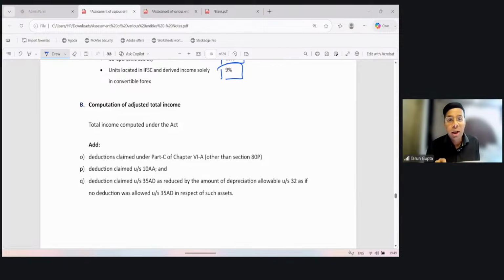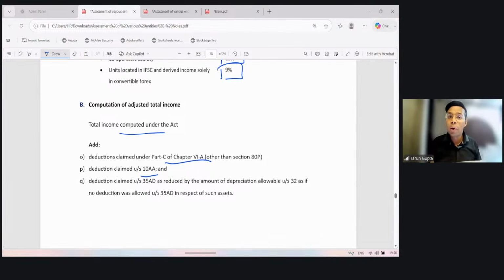Now, how is this adjusted total income computed? As I told you, we'll start with total income as per the normal provisions, and we add the deductions which you have claimed. Which deductions? These three deductions. So Part C of Chapter 6A or 10AA. But if you have claimed deduction under section 35AD, if you know what 35AD is, it says the capital expenditure is allowed in the year in which it is incurred. So if you have claimed 35AD, then you will add such capital expenditure, but at the same time, you will reduce the depreciation which was otherwise allowable if you had not claimed 35AD.